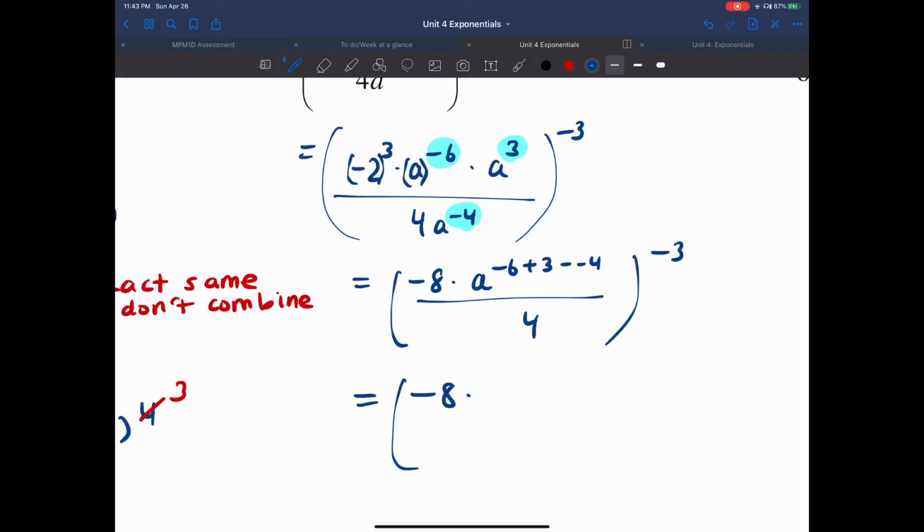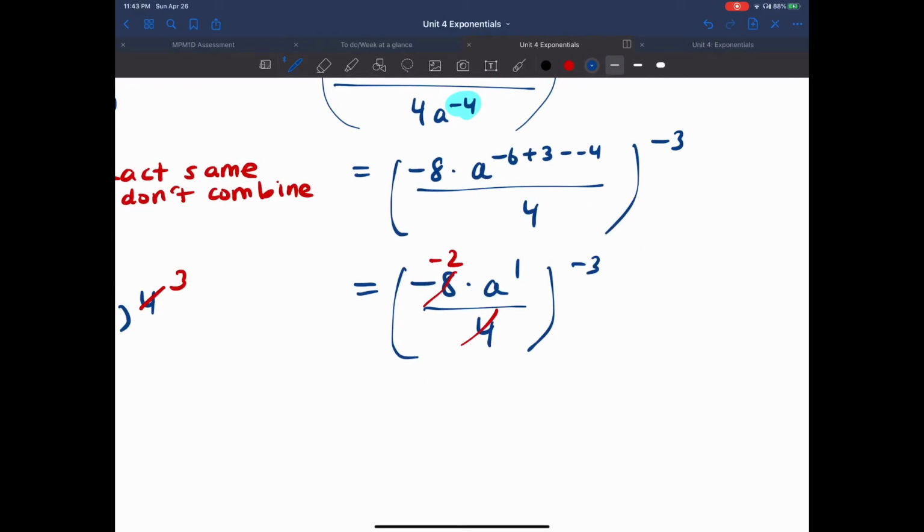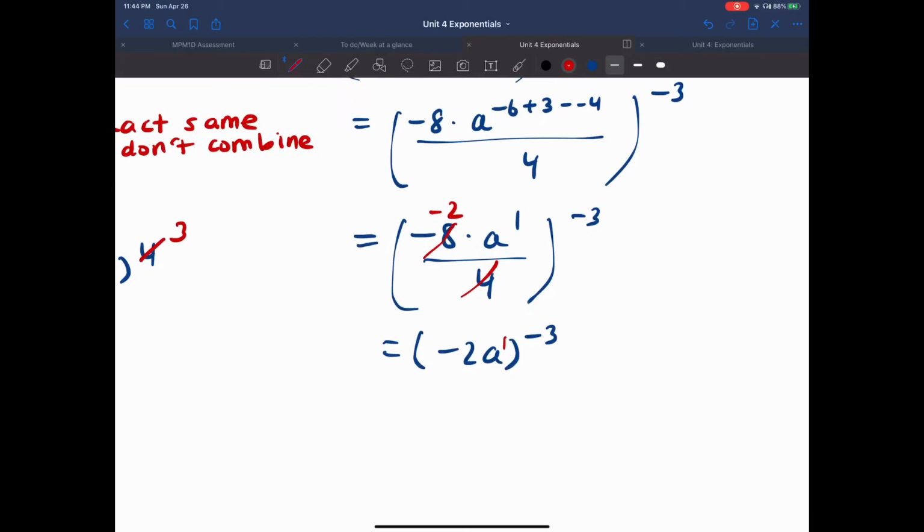As the next part, I have -8 and a to the exponent 1 divided by 4, and then to the exponent of -3. So keep in mind -8 divided by 4 is equal to -2. So that simplifies. So I have inside the brackets -2a to the exponent -3. I'm going to distribute that -3 into each exponent part within the brackets. And therefore I get (-2)^-3, a^-3.